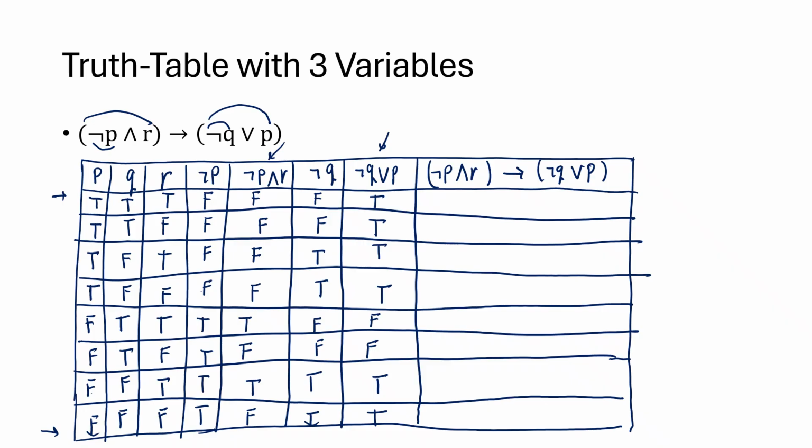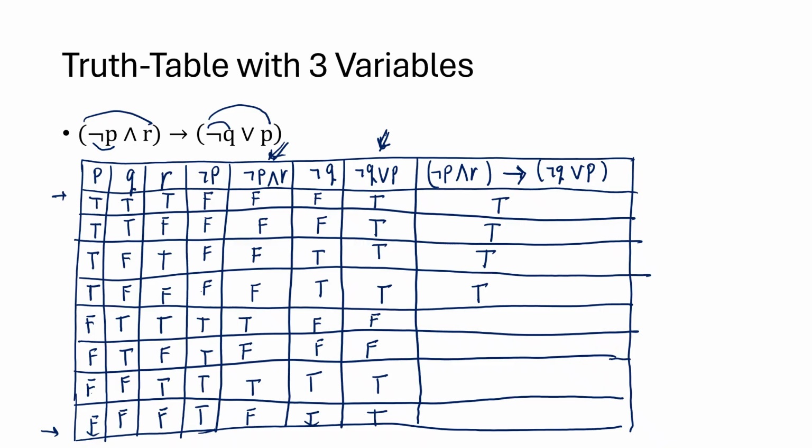Okay? Now we are ready for the entire formula, which is an implication. An implication of this column and this column. Okay, and again we know that an implication is true always except where the premise, which is not P and R, is true but the conclusion is false. Okay, so on the first row, the premise is false but the conclusion is true, so that's true. Next row, same situation. Next row, again same situation. Fourth row, the premise is false, the conclusion is true, so that's again true.